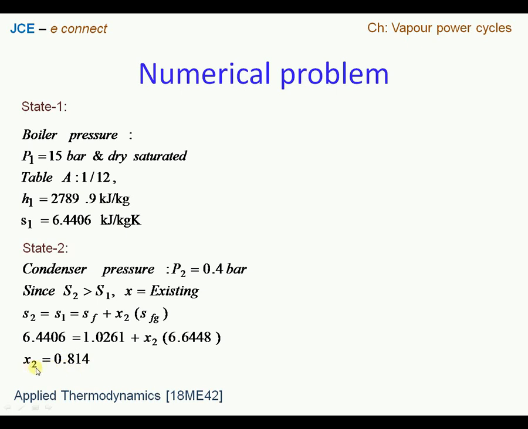Now we know the dryness fraction at state point number 2, so we can find the enthalpy. H is equal to HF plus X into HFG. That way we can find the enthalpy H2 value.